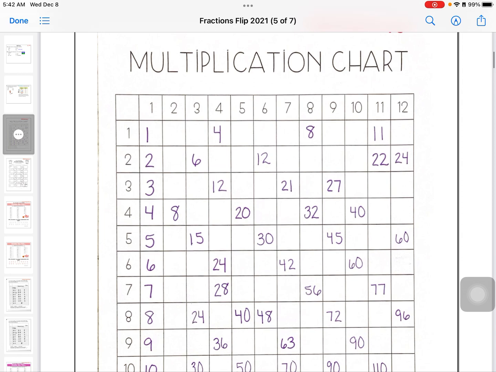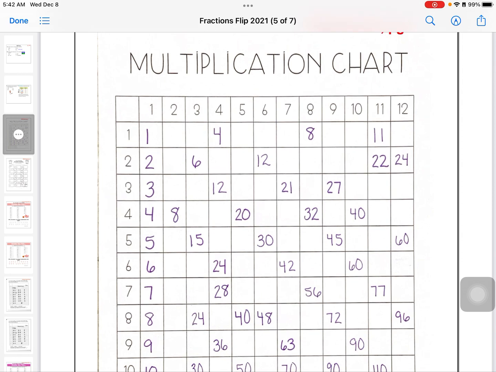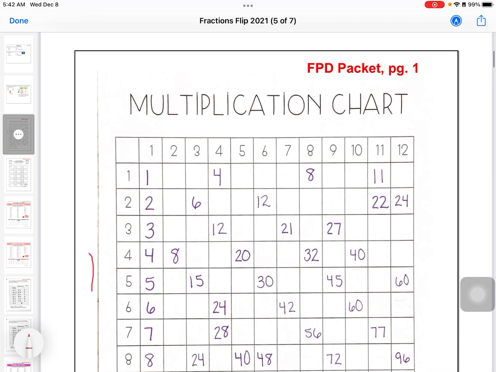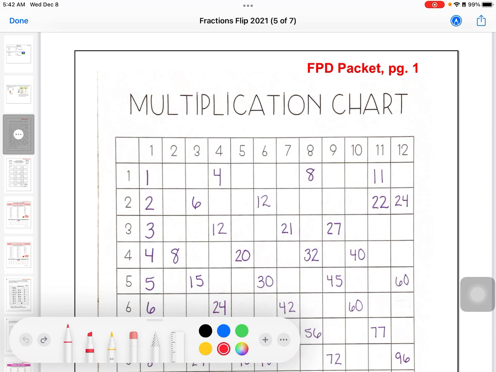Today we're going to start our section on fractions, and being able to simplify and eventually multiply and divide fractions is where we're going for this. What you're going to need to have out in front of you as you watch this Edpuzzle is a fraction packet, which should be posted in Google Classroom for you. Currently, I am on the first page of that fraction packet.